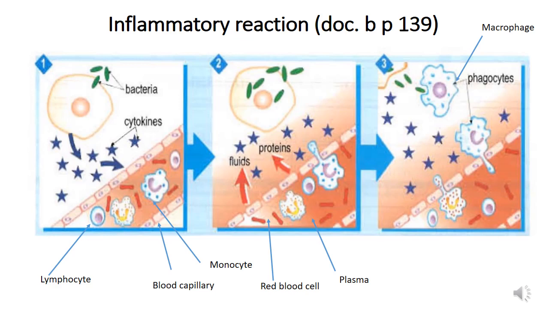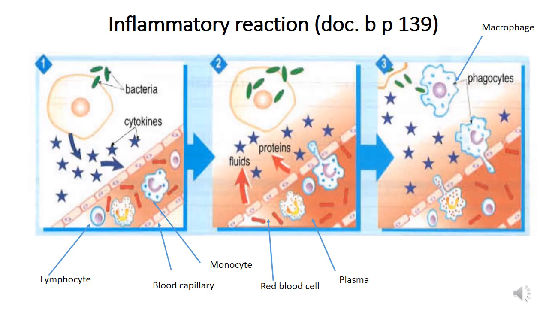Actually, some cytokines are chemotactic. What does that mean? These cytokines attract leukocytes, and mainly the phagocytes like the monocyte, to the site of infection. So the monocyte crosses the permeable blood vessel and migrates into the inflamed tissue. The process of migration of this monocyte outside the blood capillary is called diapedesis.